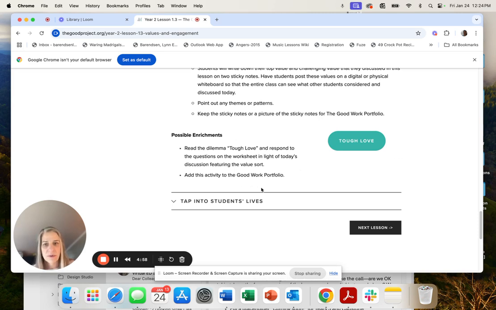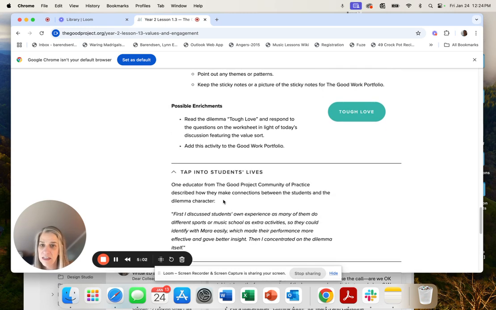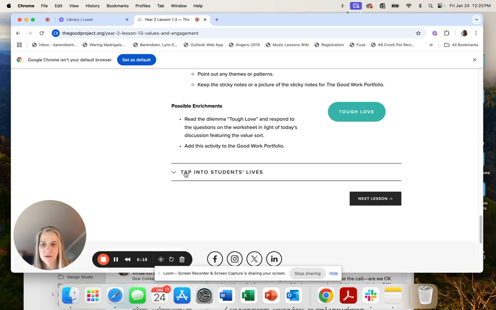Here are 2 different possible enrichments and a suggestion from one educator from our community of practice about how they made connections between this particular dilemma and students' own lives. So we always, whenever possible, include these fantastic suggestions from educators. So I would absolutely encourage you to open those accordions whenever you can.